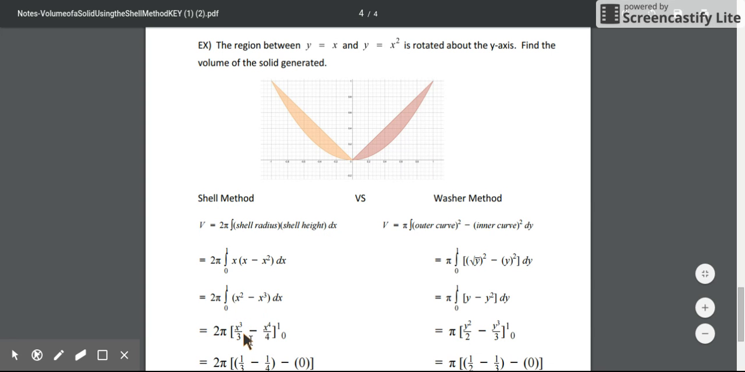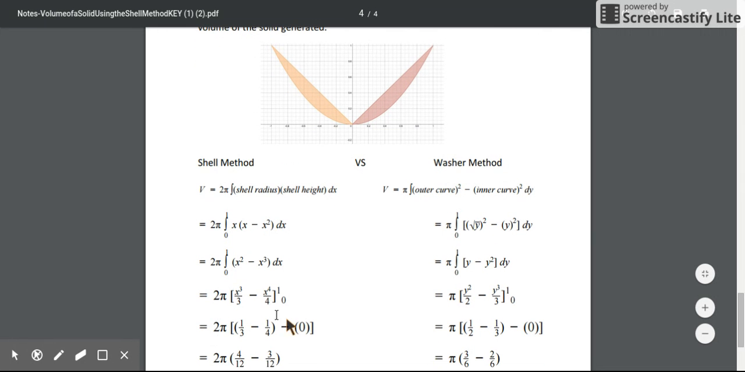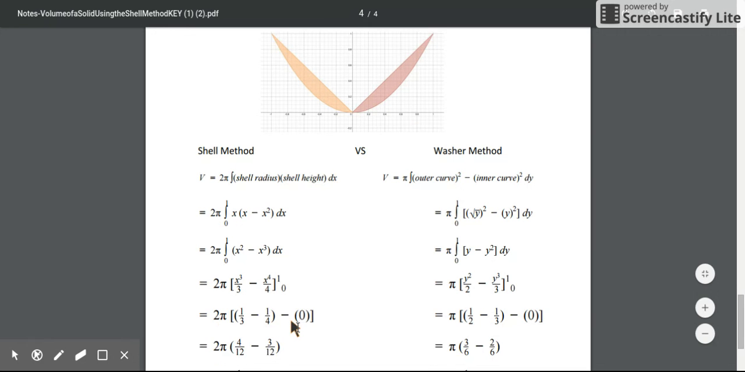So the antiderivative of x squared is x cubed over 3. The antiderivative of negative x cubed is negative x to the 4th over 4. And we're going to evaluate that antiderivative at 1 minus evaluating the antiderivative at 0. Plugging in a 1, we get 1/3 minus 1/4. Plugging in a 0 just gives us 0, so if we subtract 0, we can ignore that.